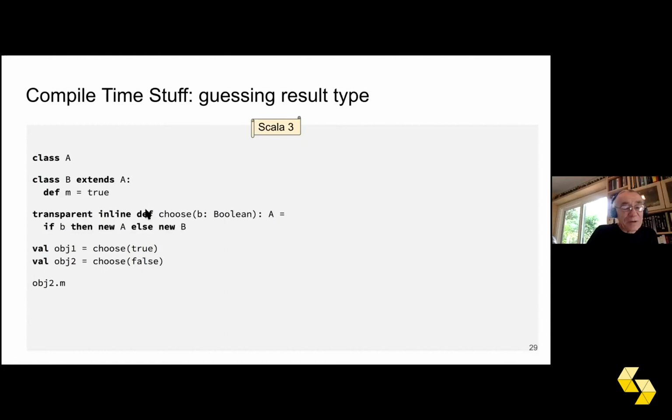Because it's transparent inline and we pass a constant, the compiler will produce exactly new A. True, choose new A. And here, choose false. And the compiler knows it's false and it's transparent inline. So it will replace the condition with false and find, okay, just new B. So object two will be new B and it will be known at compile time. So we can call M on object two.